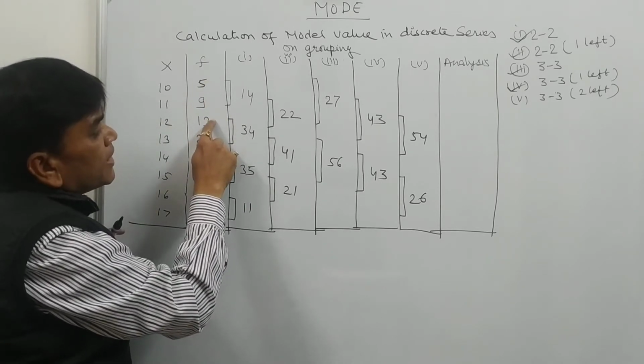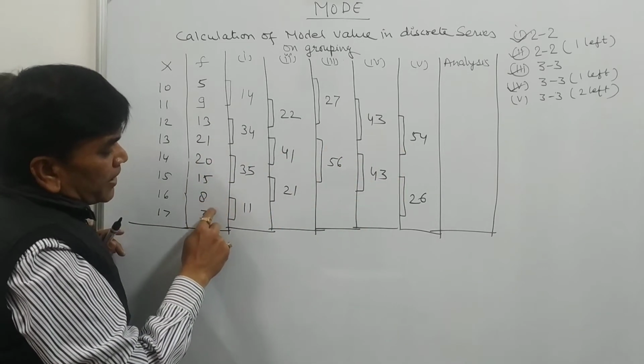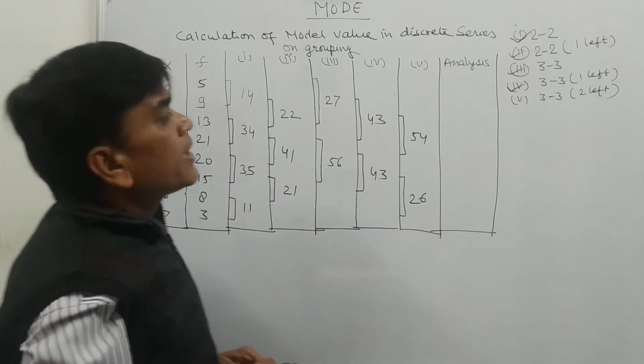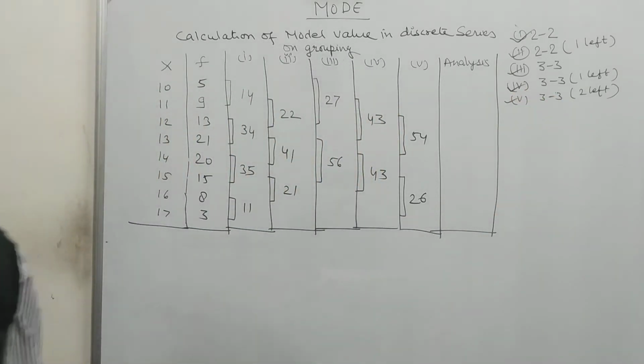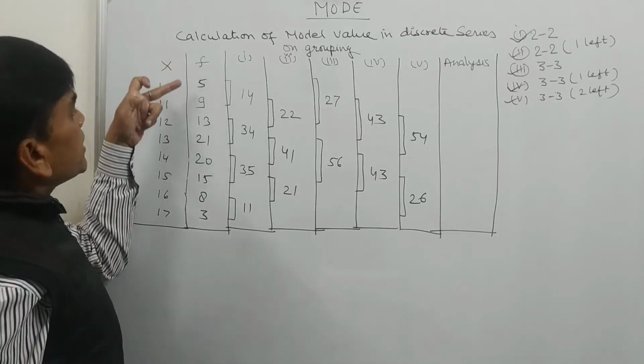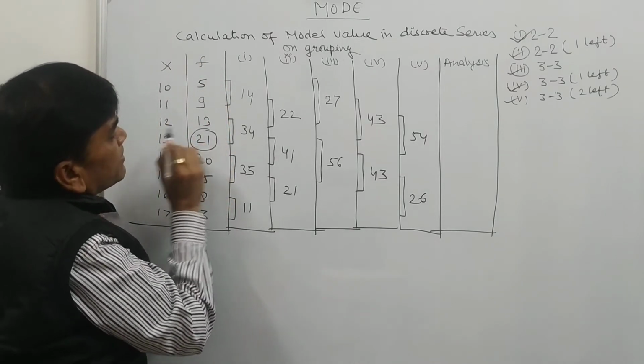So first 3 is 13, 21 and 20 is 54, and 15, 8 and 3 is 26. Now we are having the analysis. Whenever you are doing the analysis, you should start from the frequency table. In the first frequency table, 21 is the maximum item.